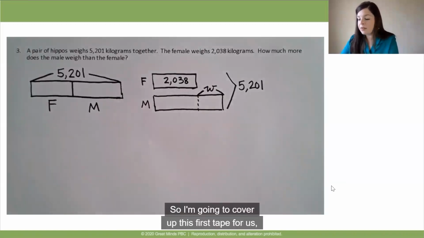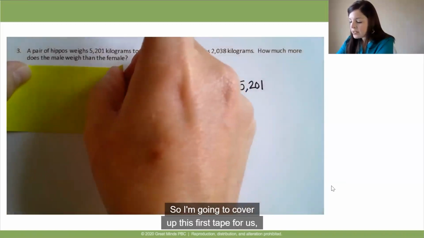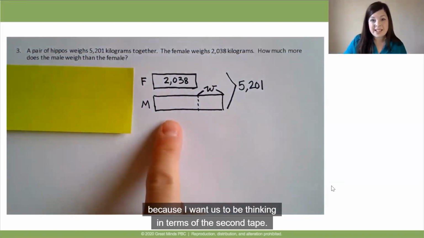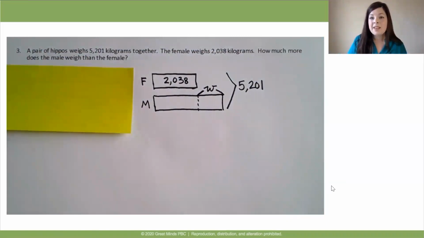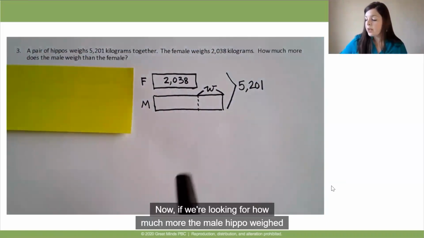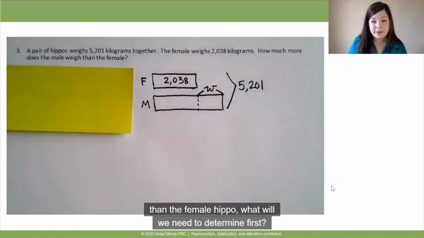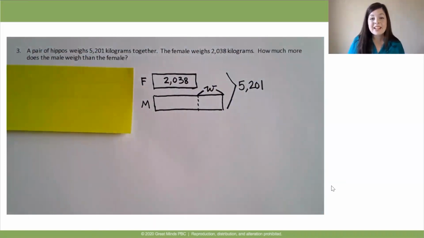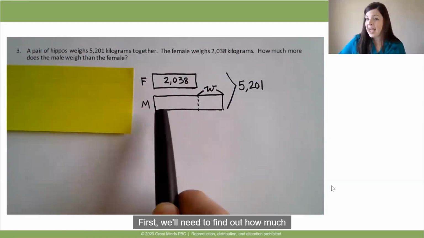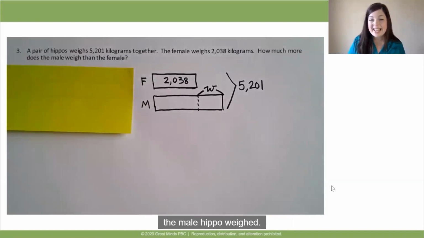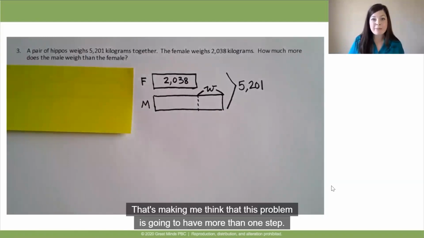So I'm going to cover up this first tape for us because I want us to be thinking in terms of the second tape. Now, if we're looking for how much more the male hippo weighed than the female hippo, what will we need to determine first? First, we'll need to find out how much the male hippo weighed. That's making me think that this problem is going to have more than one step.